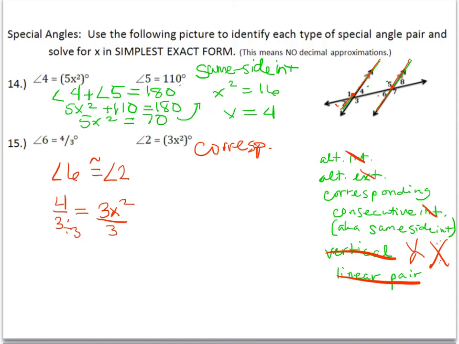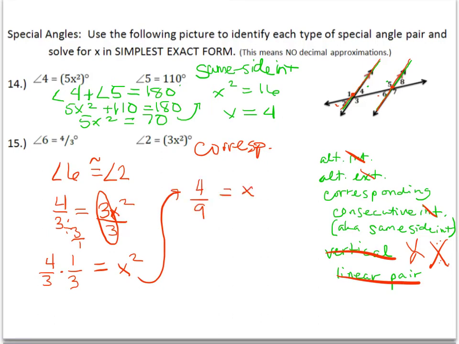Dividing fractions. Good thing we practice up at the top. That 3 is the same as 3 over 1. 4/3, keep change, flip. Dividing by 3 is the same as multiplying by its reciprocal, 1/3. On the right hand side, 3 divided by 3 here is a factor of 1. 1 times x squared is x squared. So what we end up getting, and I'm just going to come up over here, is 4/9 is equal to x squared. Square rooting both sides, we would have root 4 over root 9, which happens to turn out to be 2/3.